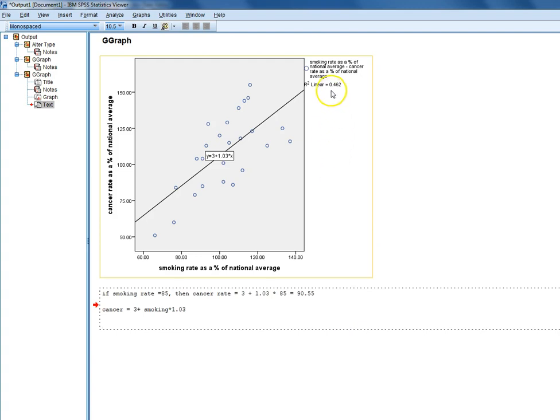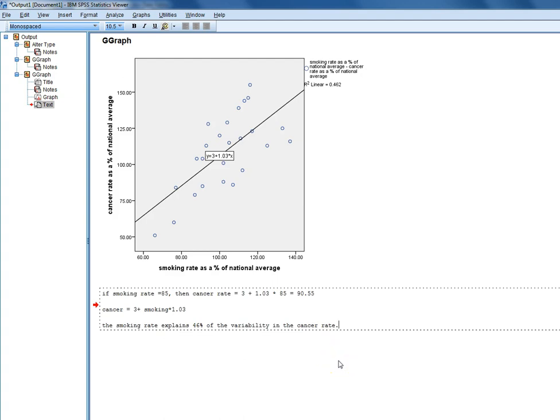At the top right of the scatter graph, we are told that r squared equals 0.462. This is interpreted as the smoking rate explains 46% of the variability in the cancer rate. In other words, smoking is not the only factor here. There are other factors that could explain the remaining 54%.